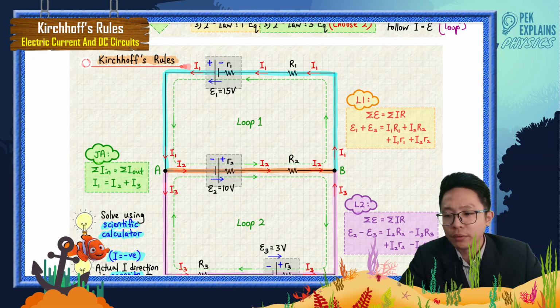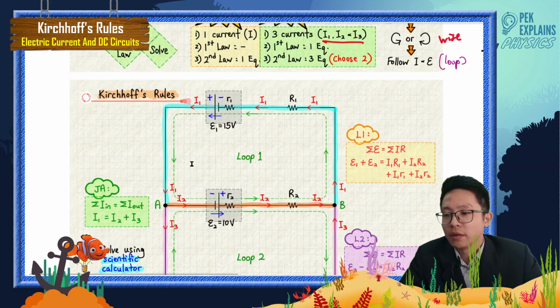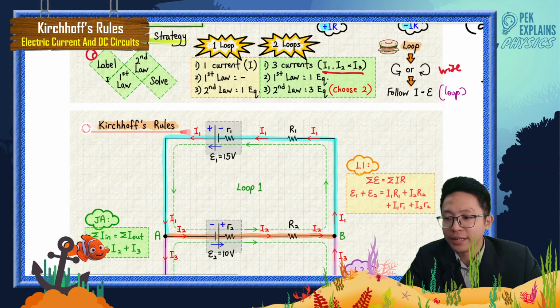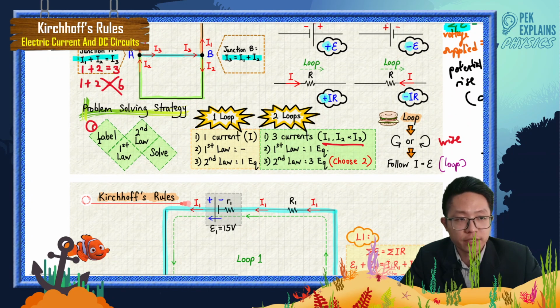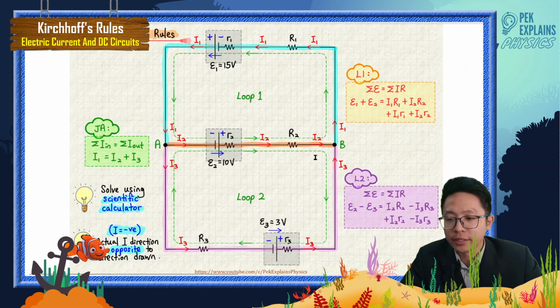Okay, now how to build equations? The Kirchhoff first law and the Kirchhoff second law. How to build these equations? First of all, I already labeled. The first step I need to do is label. Draw the circuit first.